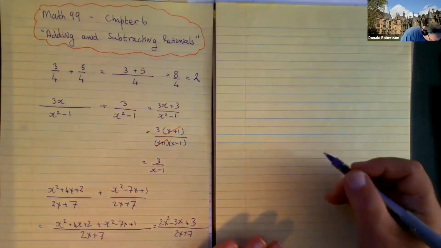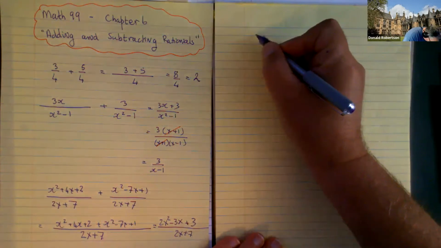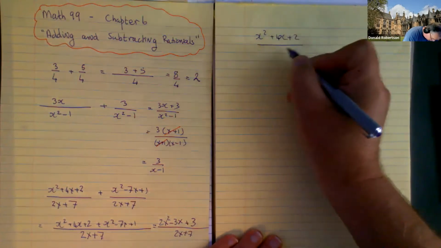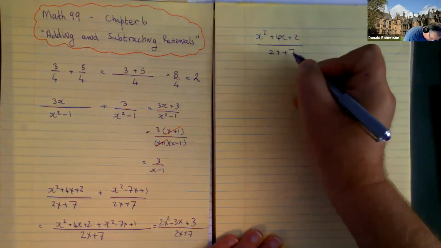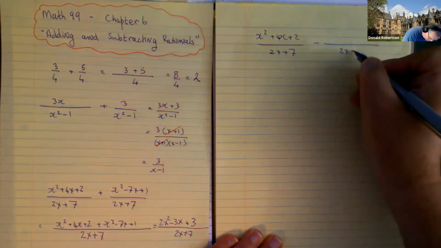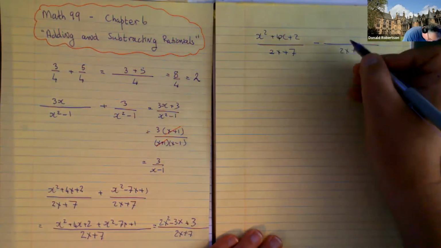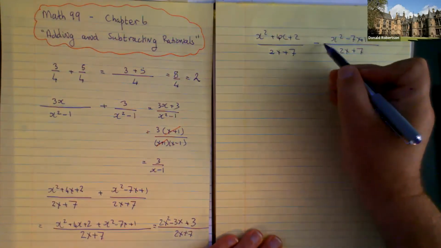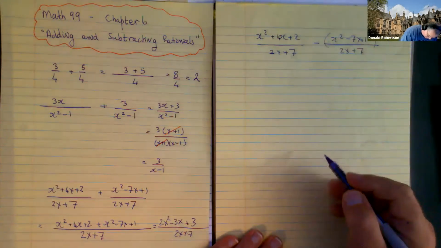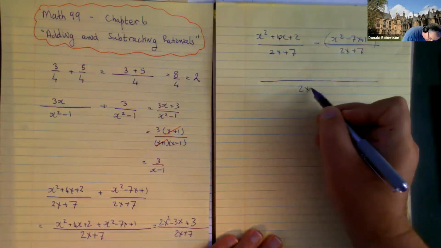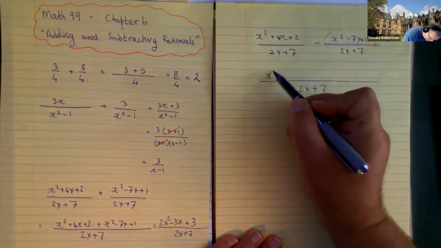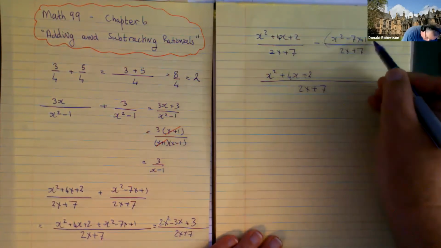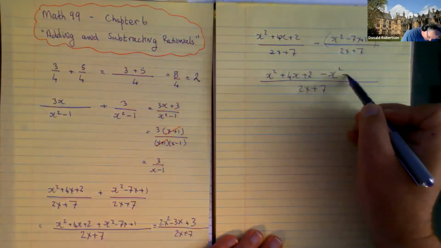Well, how about subtraction? How would that work? Well, if I take the exact same two fractions as we had in the previous one, but instead of adding, I subtract them, then we have to be much more careful. This subtraction is subtracting all of those terms, so that when we combine the top together, we're going to have x squared plus 4x plus 2, but take away all of them. So I'm distributing that negative.